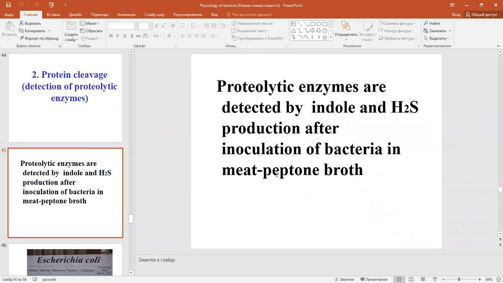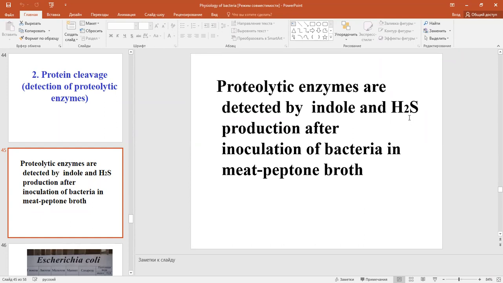Proteolytic enzymes are detected by indole and H2S production after inoculation of bacteria in liquid medium with peptone broth. Peptone is the product of protein destruction, and if bacteria have proteolytic enzymes, the bacteria inoculated in this broth are able to destroy peptone down to amino acids with gas production. Really 3 gases are produced, but in microbiology, we are going to detect just 2 gases, indole and H2S.